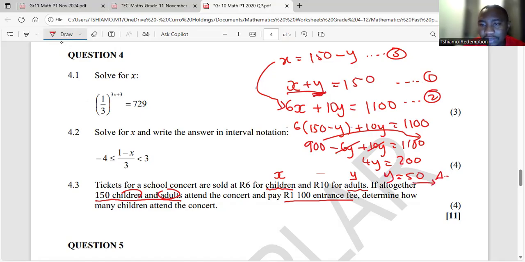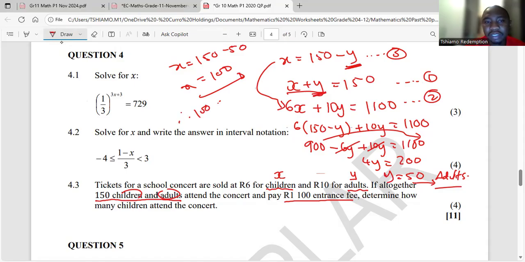So this is the number of adults. From here, you can already work out how many children there will be: the balance when you subtract 50 from 150. I can substitute the value of Y, which is 50, to calculate X. So X will be 150 minus 50, which is 100. So there were 100 children at the concert.